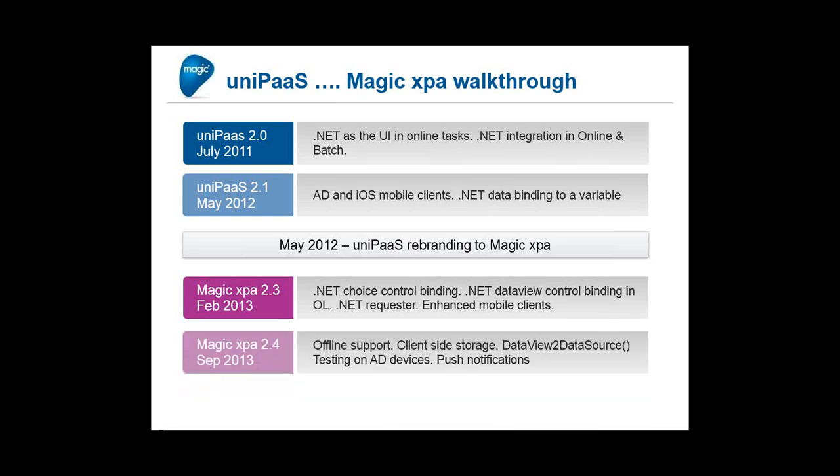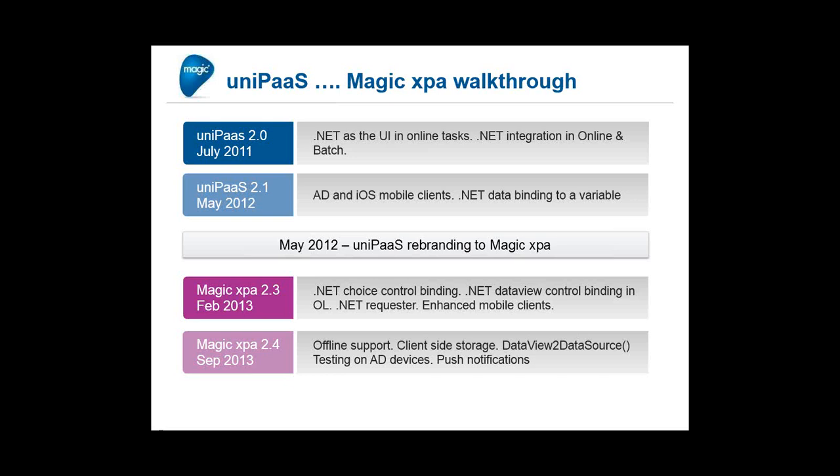Coming up to Magic XPA 2.4, where we came out with offline support. This was a request from the field to be able to work with our mobile clients without the need to go to the server to run logic or to access data. So this was done at the end of 2013. We also added the ability to actually write data on the mobile through a SQLite database, which exists on all mobile platforms.